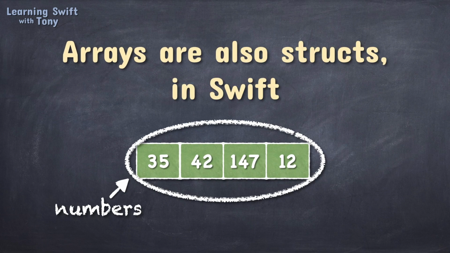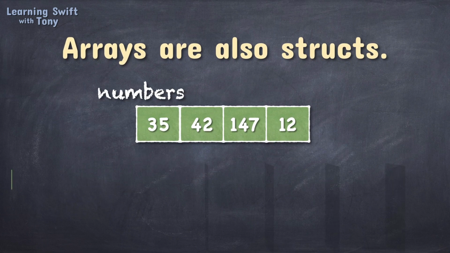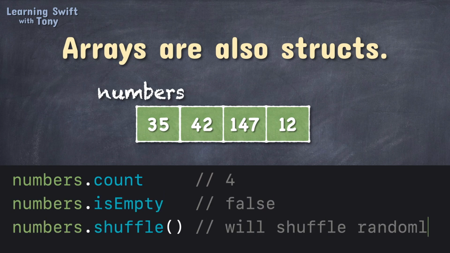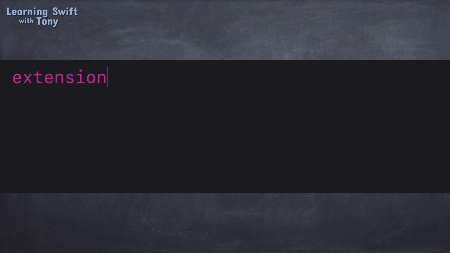And we have seen in the last video that arrays give us access to plenty of properties and functions out of the box. Count, isEmpty, and shuffle are just a few examples. But arrays being structs also means that we can add functionality to arrays with extensions, just like we can to any other struct or class object.